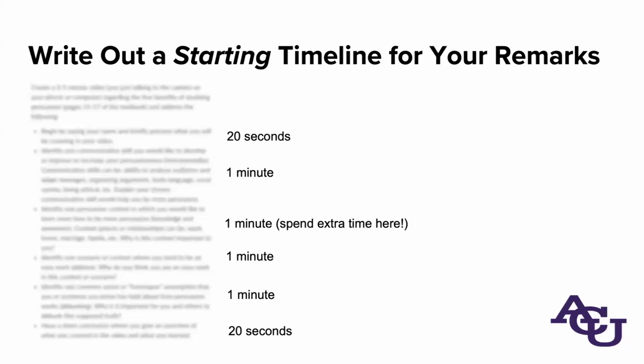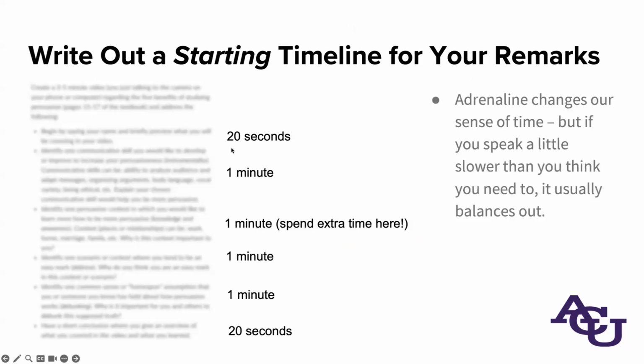It balances out. And so when you are giving notes to yourself, you can respond to what you saw yourself doing earlier and give a note like, spend extra time here. And do remember that there's a bit of natural adrenaline that changes our sense of time. So if you're speaking a little slower than you think you need to, it usually works out.